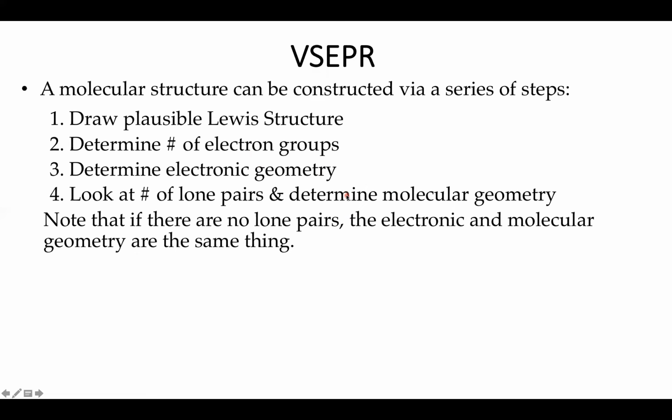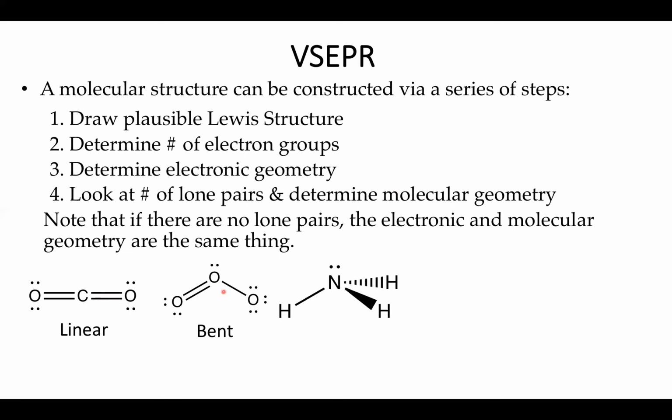So let's put this into use with a couple quick examples. Let's go back to CO2. In this case, I've got 2 electronic domains and no lone pairs. So my electronic geometry is linear, my molecular geometry is linear. Let's take a look at ozone. My electronic geometry is trigonal planar, but since I have 1 lone pair, I've got a bent molecular geometry. Let's go back to ammonia. It has a tetrahedral electronic geometry, but since I have 1 lone pair, this leaves me with a trigonal pyramidal molecular structure.